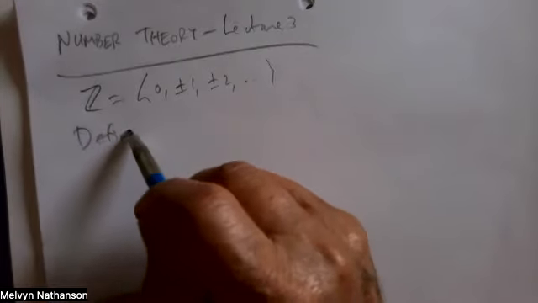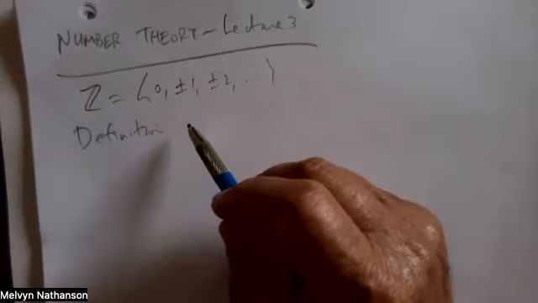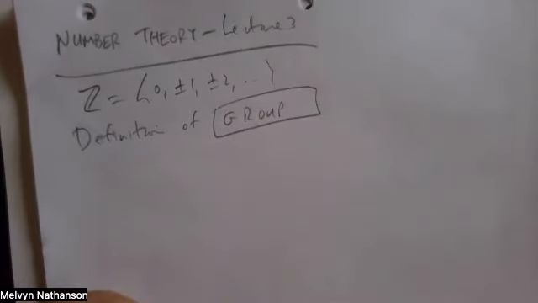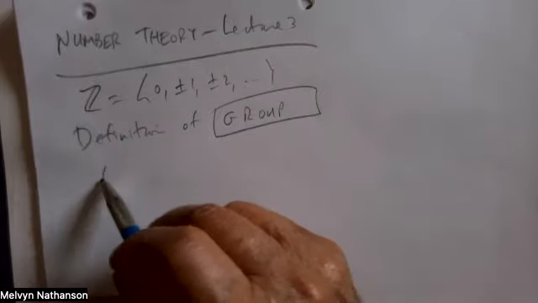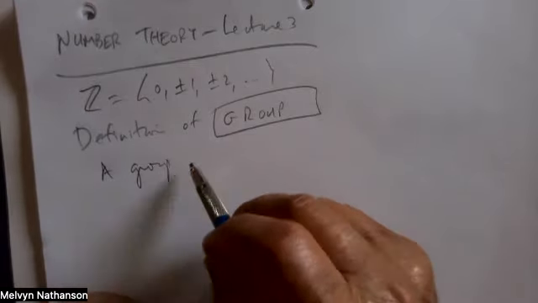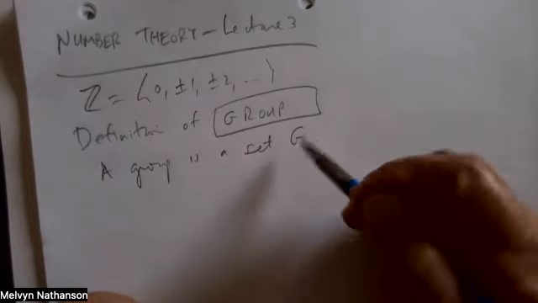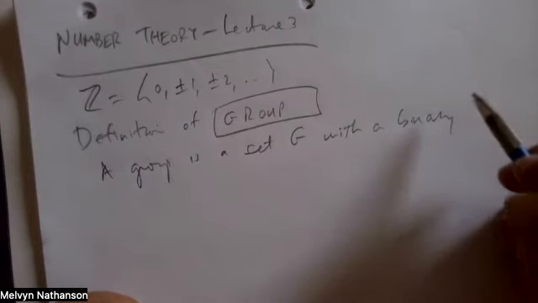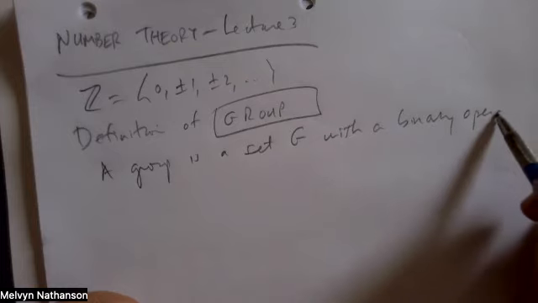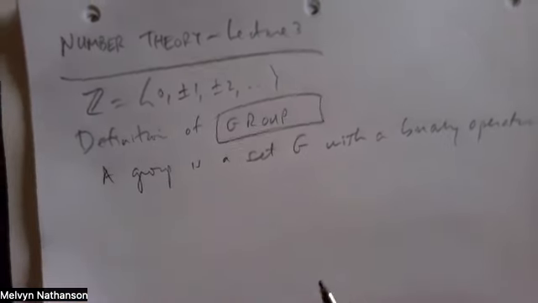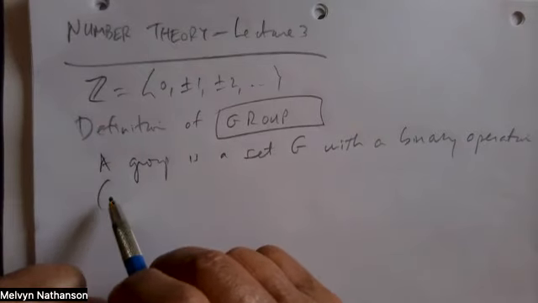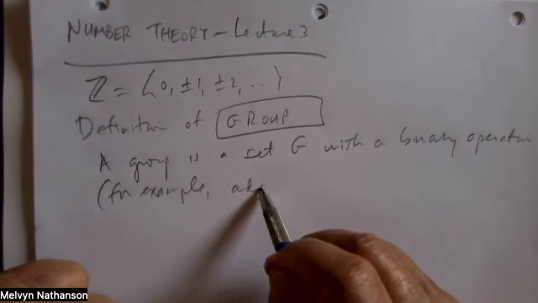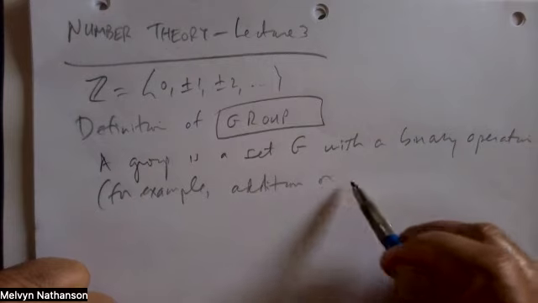So in algebra, number theory, and everywhere in mathematics, there is something called a group. What is the definition of a group? A group is a set, let's call it G for the moment, with a binary operation, which could be written as addition or multiplication.